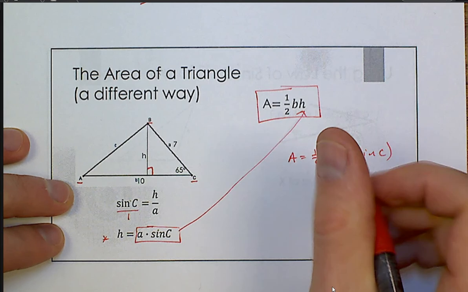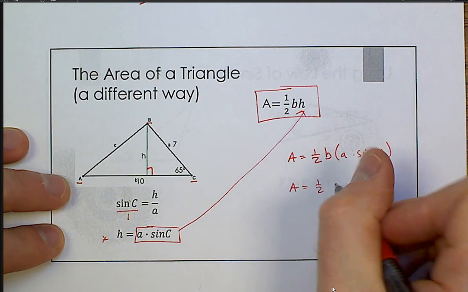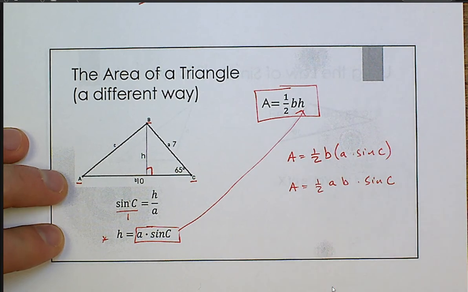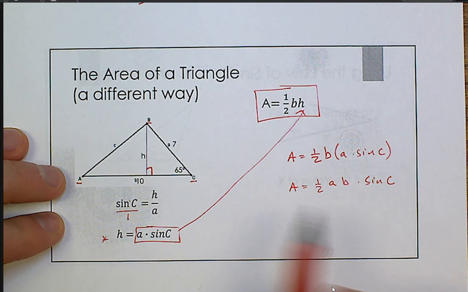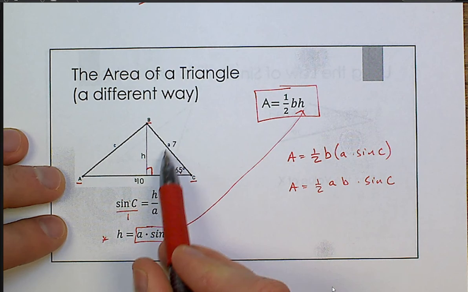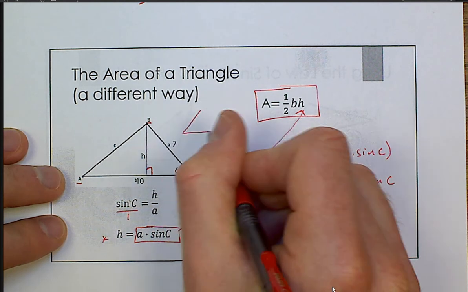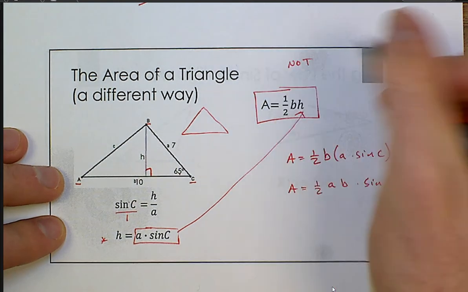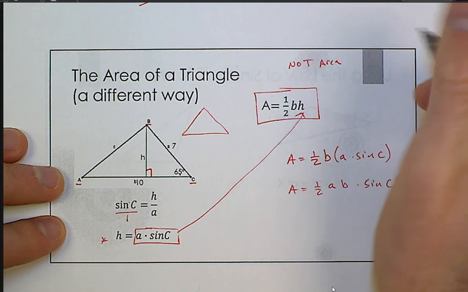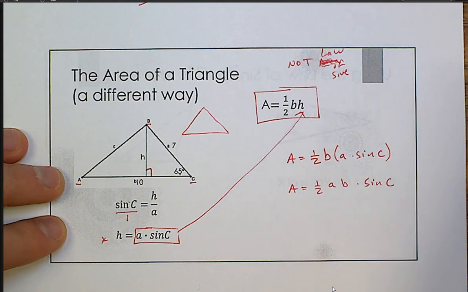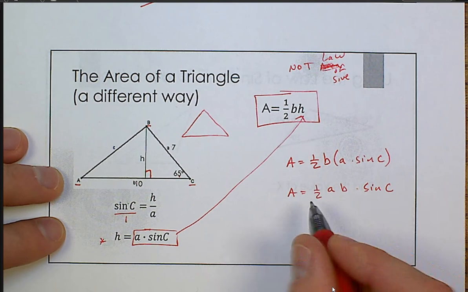So this gives us the area equals one half. We usually write it as ab times the sine of C, okay? By the way, this is not law of sines. This is just an area formula, a different area formula, not law of sines. This is just a different way to find the area of a triangle. You also learned this in geometry.